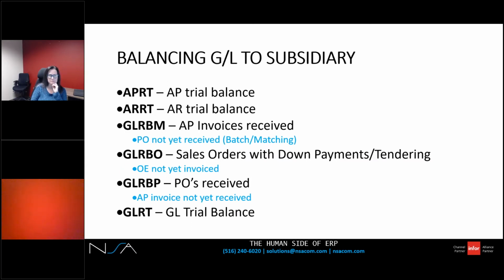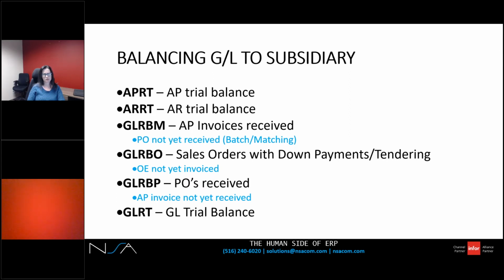Then we get into our traditional balancing the general ledger to subsidiary reports. So we've got the trial balances. Each of these is a series of reports tied to control accounts in CSD that allow you to balance the general ledger to your subsidiary ledger. So if you say you've got $2,500,000 in accounts receivable, then you should be able to run an AR trial balance that agrees to that $2,500,000.